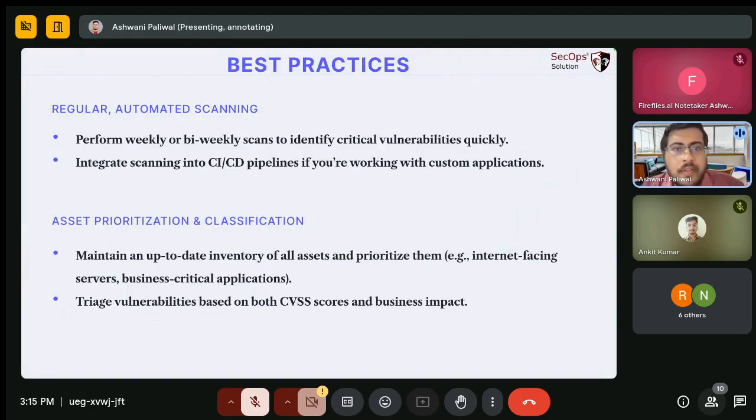So first things first, there has to be a way for you to continuously track all the known vulnerabilities in your entire infrastructure. You have to have automated scanning in place. Now, ideally, this should happen every day, but that's just not feasible, because identifying vulnerabilities is half the job done. You have to really go ahead and fix it. So every day would be too much activity for you to accomplish. So what we recommend is performing weekly or bi-weekly scans to at least identify all the known critical vulnerabilities, and integrating your vulnerability scanning into your CI/CD pipelines.